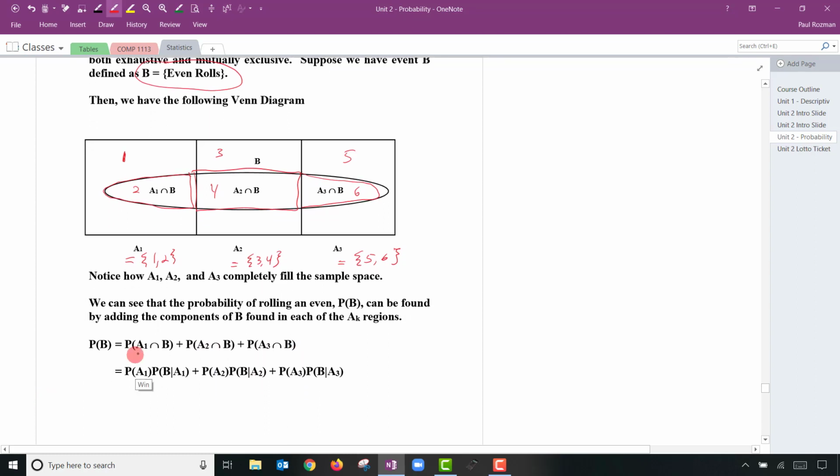Now we can always take our AND formula and rewrite that using our conditional formula. The probability of A1 and B is the probability of picking A1 and then getting B given that you're in A1. This is just the usual formula for AND. So we're taking something simple like, let's find the probability of B, and turning it into this rather large formula. But these pieces are all things that we can solve.